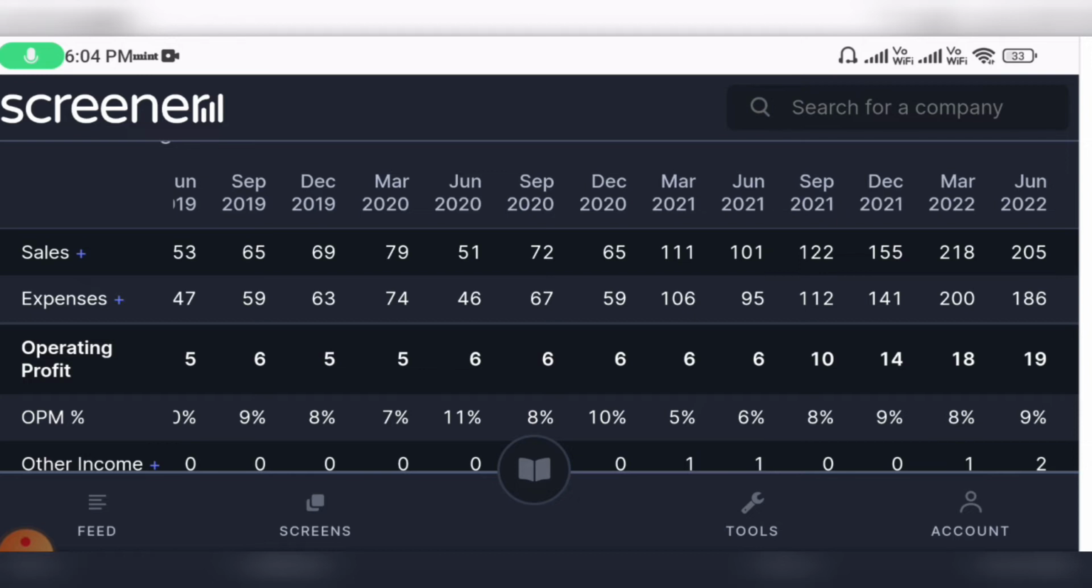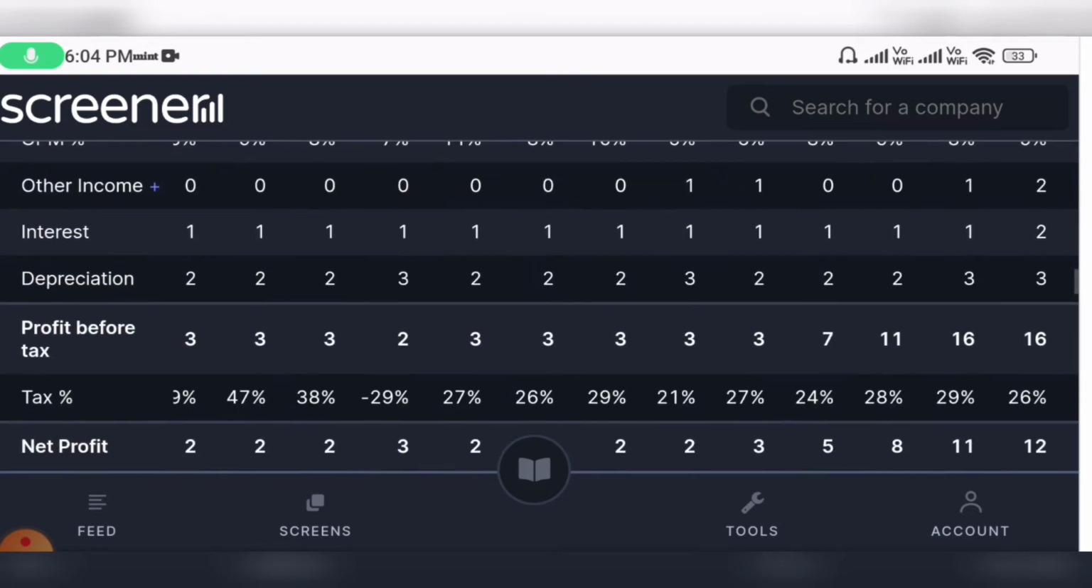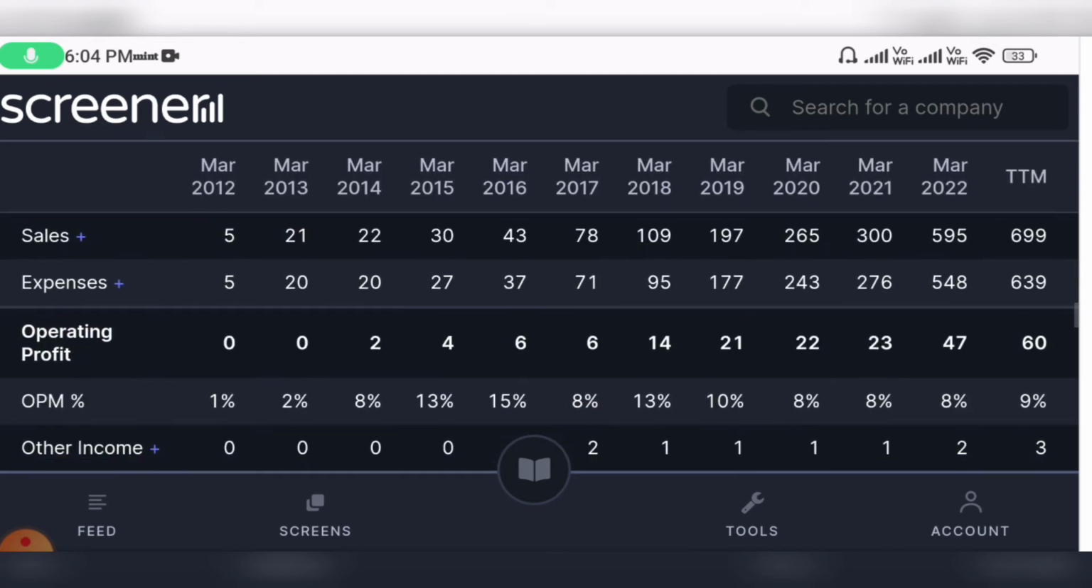So it will be kind of repetitive if I cover the June quarter results or year on year quarter results in this video. So let me directly go to the year on year. Okay, so you can see we have the data from March 2012 to March 2022. So you can see sales from 5 crores, it has gone up to 595 crores in March 2022.